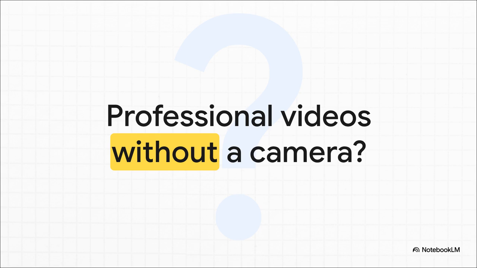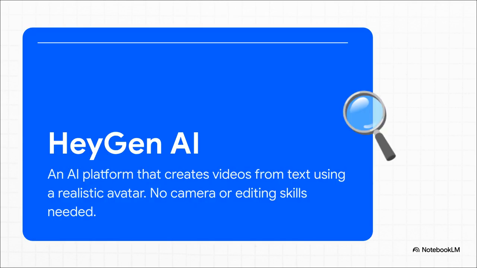You know that feeling, right? You've got a fantastic idea for a video, but then you start thinking about cameras, getting the lighting just right, the sound, and all that complicated editing software, and your motivation just disappears. What if you could skip all of that and still get a professional video? Well, that's exactly the problem HeyGen is trying to solve. It's a platform that uses AI to take your text script and turn it into a video, complete with a realistic AI avatar speaking your words. The best part? No camera, no microphone, and absolutely zero editing skills required.